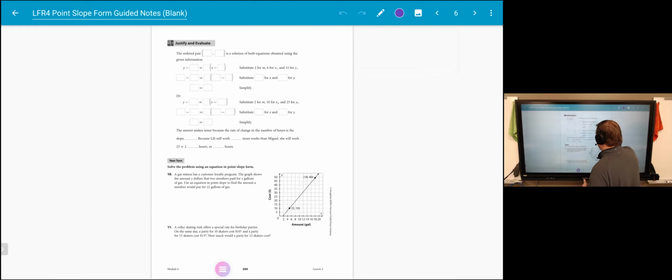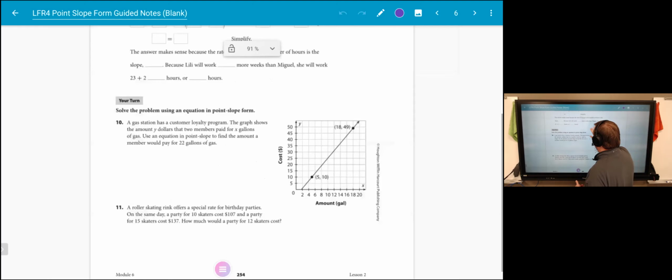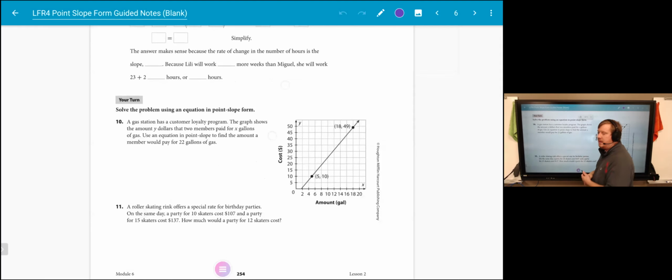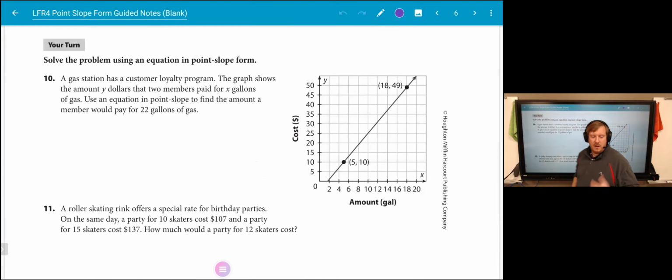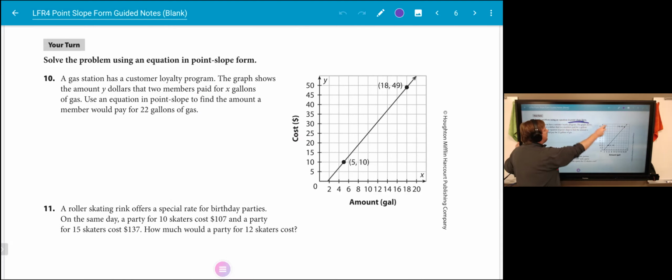Number 10 at the bottom here. If you want to look through the entire explanation in the boxes that they're trying to do, you can do that using the teacher's edition and the solutions that have been posted. Number 10, go ahead, pause. Let's try this out. You can try this out on your own. I'm going to get right into it. A gas station, again, point slope form. Got to have point slope form first. A gas station has a customer loyalty program.